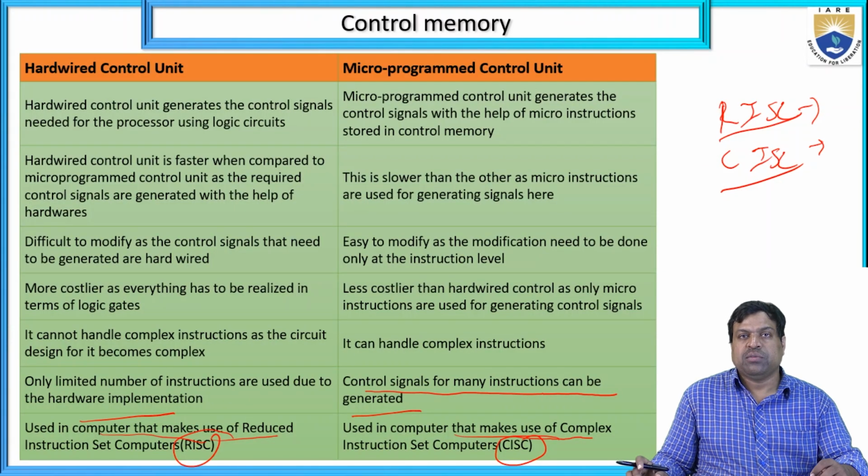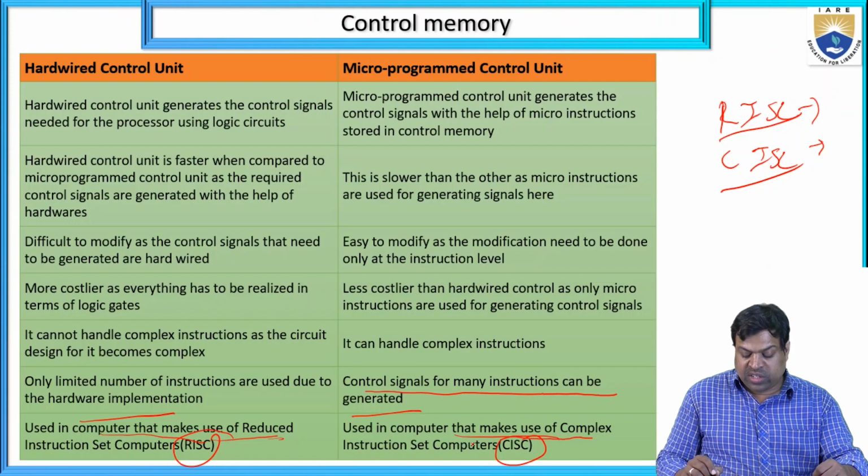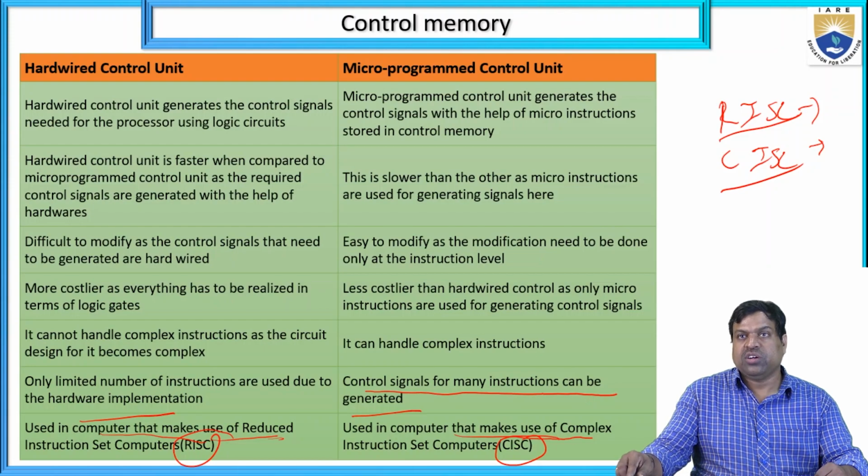These are the major differences between the hardwired control unit and the microprogrammed control unit. RISC and CISC operations will be performed. The computer that makes RISC operation uses hardware. The computer that makes CISC operation uses a microprogrammable control unit. These are about the control memory.